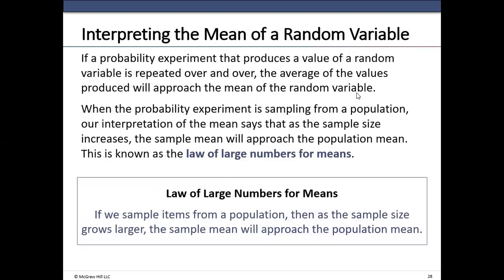If a probability experiment that produces a value of a random variable is repeated over and over, the average of the values produced will approach the mean of the random variable. When the probability experiment is sampling from a population, our interpretation of the mean says that as the sample size increases, the sample mean will approach the population mean. This is known as the law of large numbers for means. If we sample items from a population, then as the sample size grows larger, the sample mean will approach the population mean.